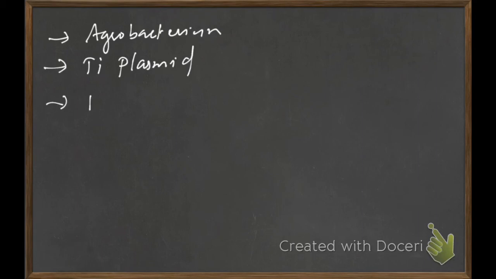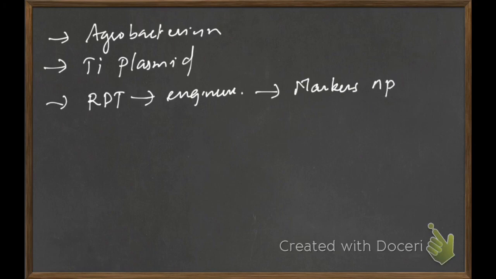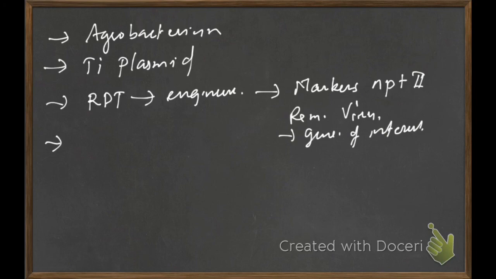A quick recap: at first we selected Agrobacterium and isolated the Ti plasmid. Now we are doing recombinant DNA technology. Through recombinant DNA technology, we engineer the plasmid by incorporating markers like NPT2, removing virulent genes, and adding our gene of interest. The plasmid is kept back in the Agrobacterium.